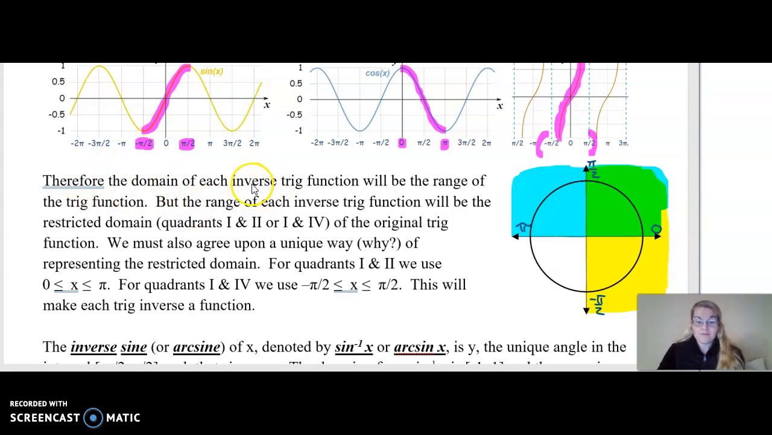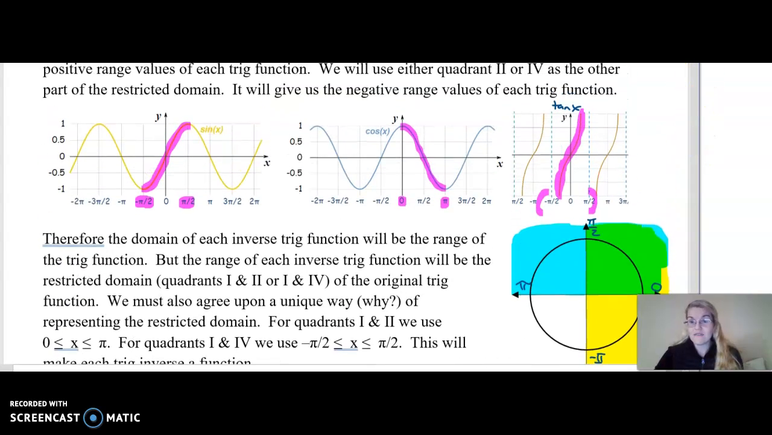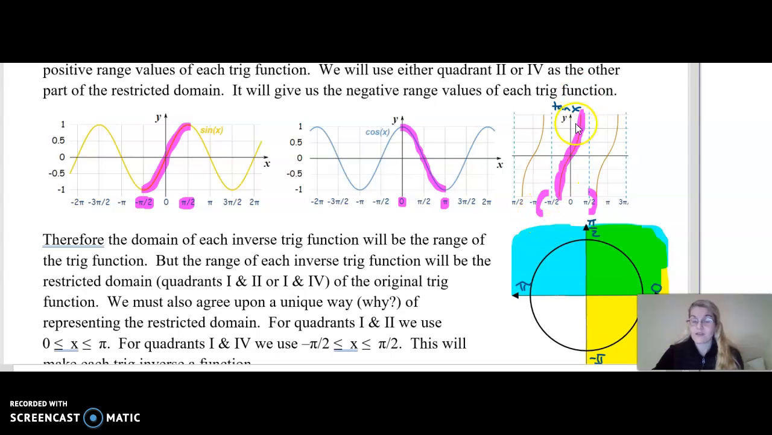Therefore, the domain of each inverse trig function will be the range of the trig function. So the domain of sine inverse is going to be the range of sine, so negative 1 to positive 1. The domain of cosine inverse will be the range of cosine, so negative 1 to positive 1. The domain of tangent inverse will be the range of tangent, and the range of tangent is all real numbers. So tan inverse will have a domain of all reals. But the range of each inverse trig function will be the restricted domains. So sine inverse will have the restricted range, negative pi over 2 to positive pi over 2.